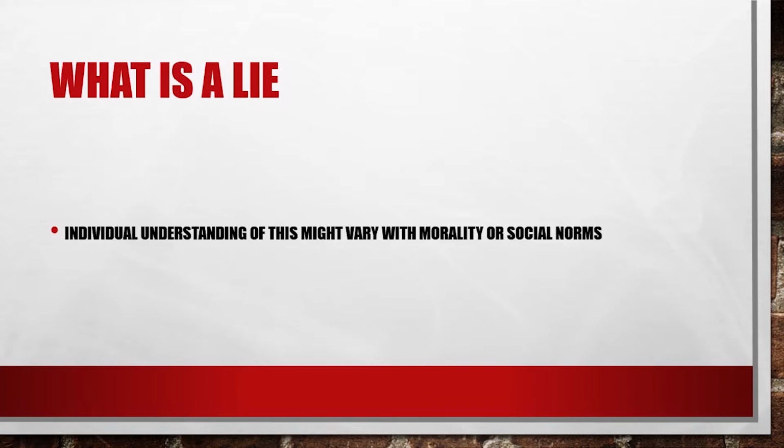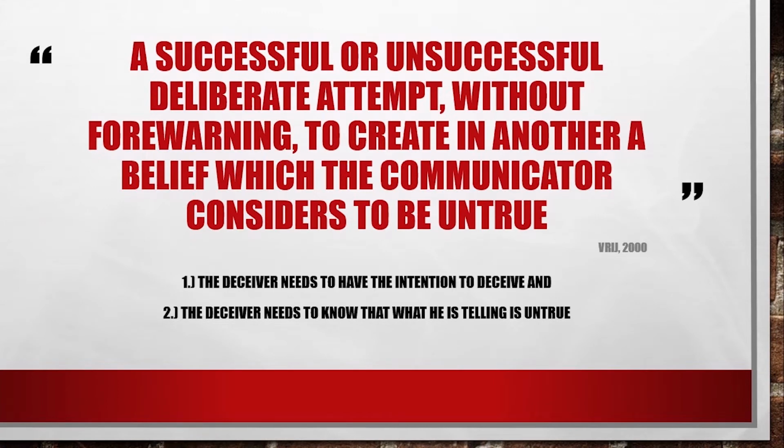Ridge offers a model definition of deception in which he describes it to be a successful or unsuccessful deliberate attempt, without forewarning, to create in another a belief which the communicator considers to be untrue. It is important to point out here that according to this definition, 1. The deceiver needs to have the intention to deceive, and 2. The deceiver needs to know that what he's telling is untrue.